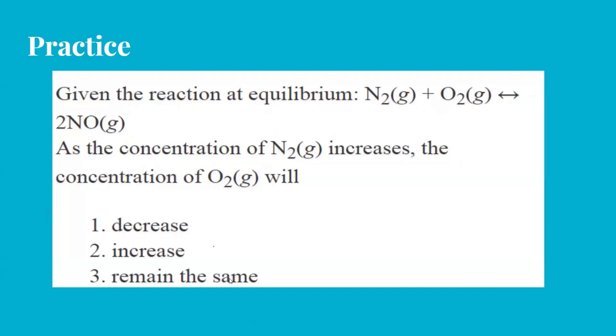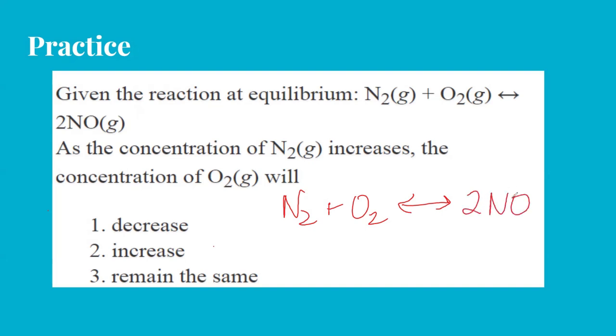Given the reaction at equilibrium, nitrogen gas reacts with oxygen gas to give you 2 moles of nitrogen monoxide. As the concentration of N2 is increased, the concentration of O2 will... This is a little bit annoying because of the way I pulled the question. It's not all written, so I want to write it so that you can see it all in one line. That double arrow means you're at equilibrium.